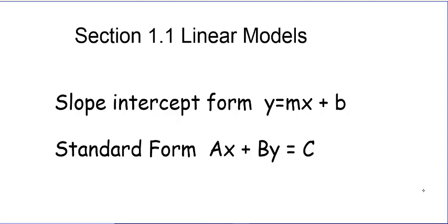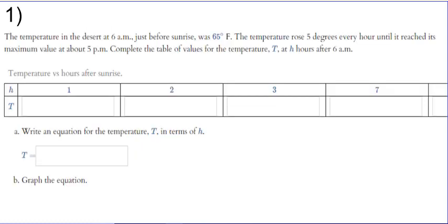Today we'll be looking at section 1.1, linear models. The two equations that we'll be looking at are slope-intercept form, which is y equals mx plus b, and standard form, ax plus by equals c. Sometimes you'll hear standard form referred to as the general form, so we'll get into that later in the section.